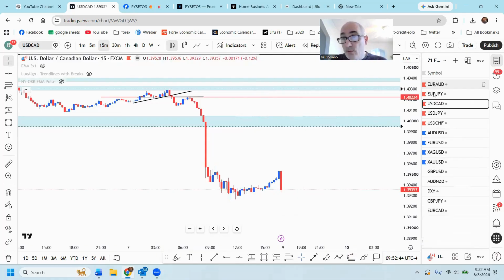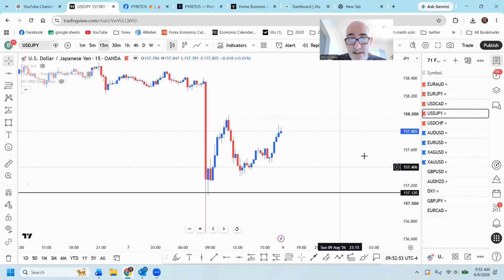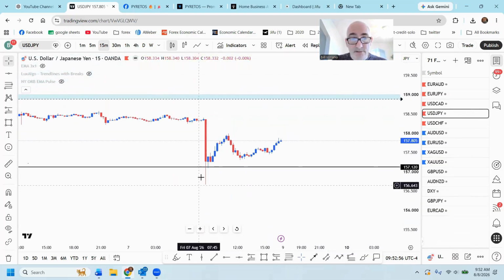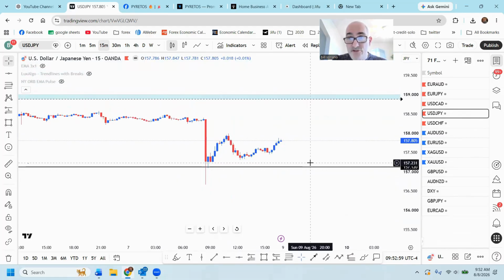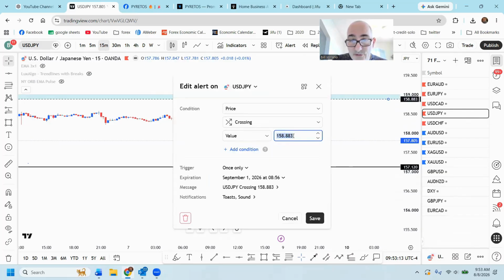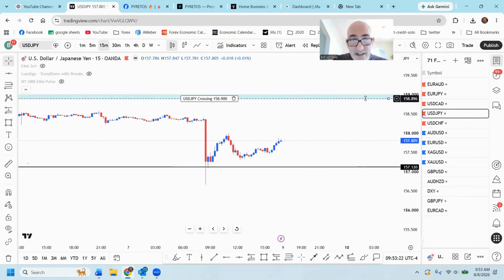So right now, the trends on all of the pairs are lining up with what the dollar index is telling us as well. So this is USD CAD, USD JPY. This one here, you see it trading down near its daily range low. And we're looking for a pullback up to here at 158.883. And let me look at that again here. I am going to adjust this, guys, to 158.900 for you. Okay, so 158.900 is what we're looking for in USD JPY.